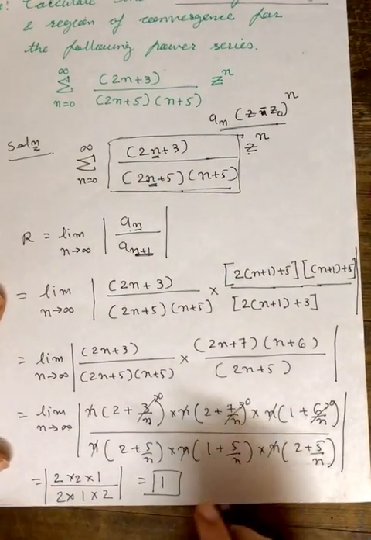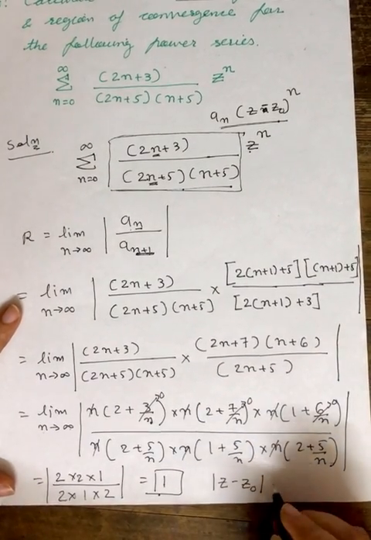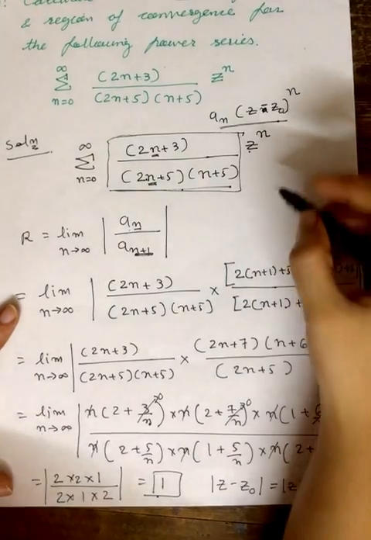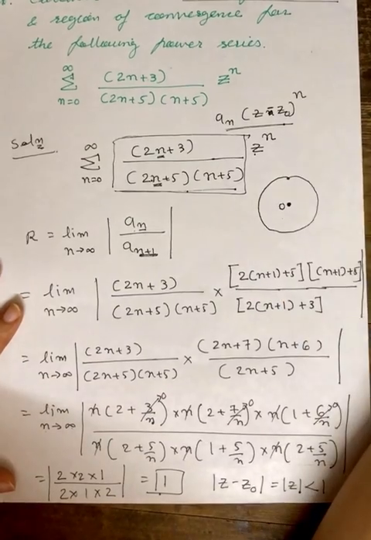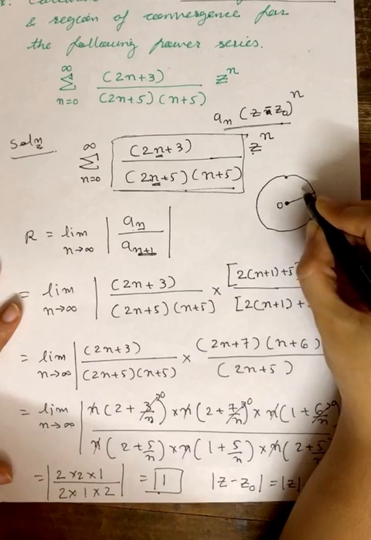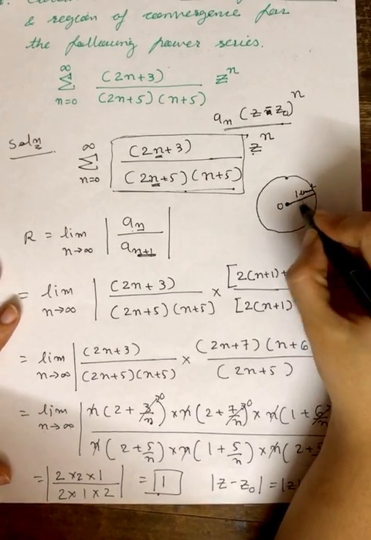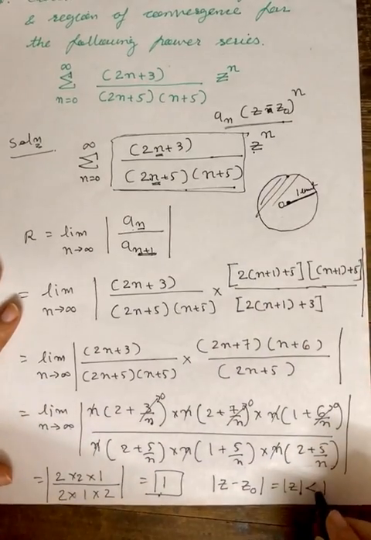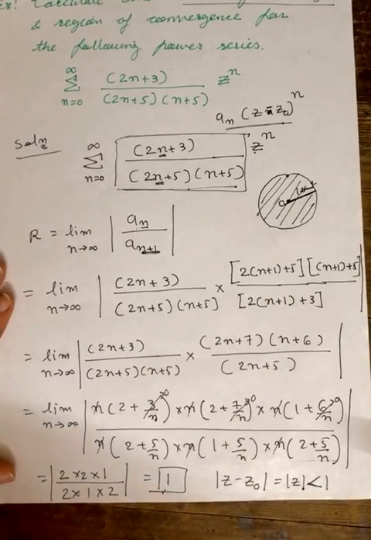So radius of convergence is 1, and the region of convergence is z minus z0, here it is nothing but z itself, and it is less than 1. That means you have a circle where your central point is z0, but here it is 0 particularly. Radius is 1 unit. So the radius of convergence we found as 1, and the region of convergence is modulus of z less than 1. So this is the region of convergence for this particular series.